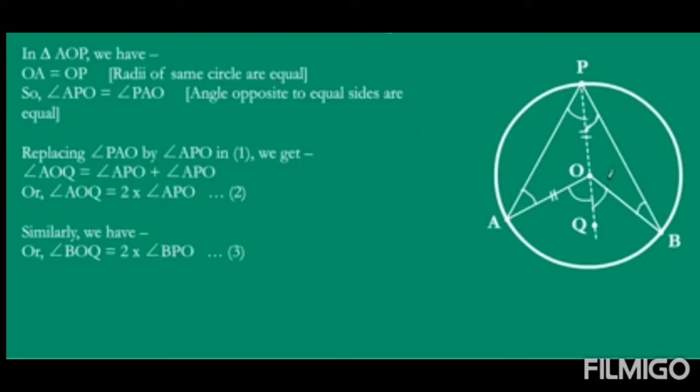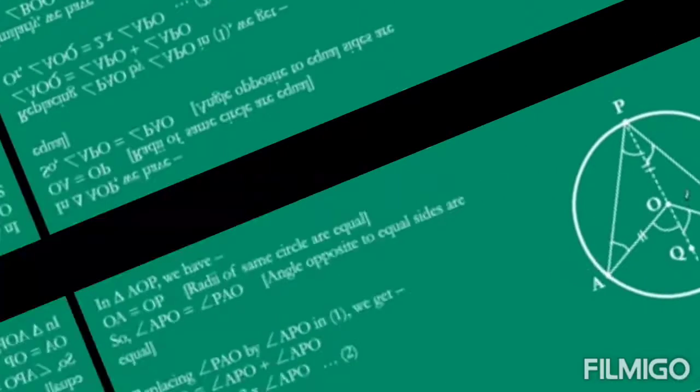Now similarly, on the other hand we have another triangle named BOP. By using the same concept of the exterior angle property and the equal sides property, we will get the third equation, that BOQ is equal to twice the angle BPO. Now at the end we will add these two equations, equation number 2 and equation number 3.